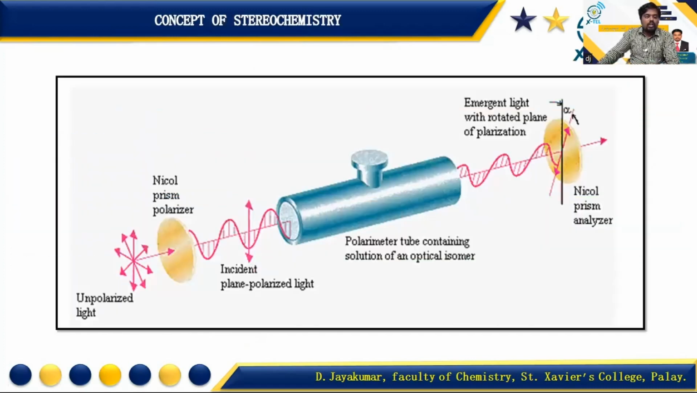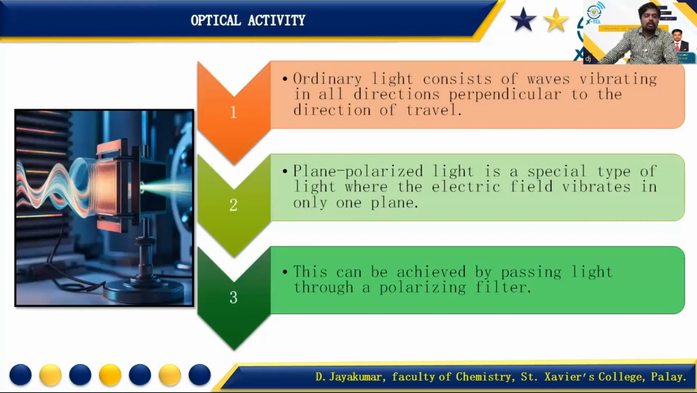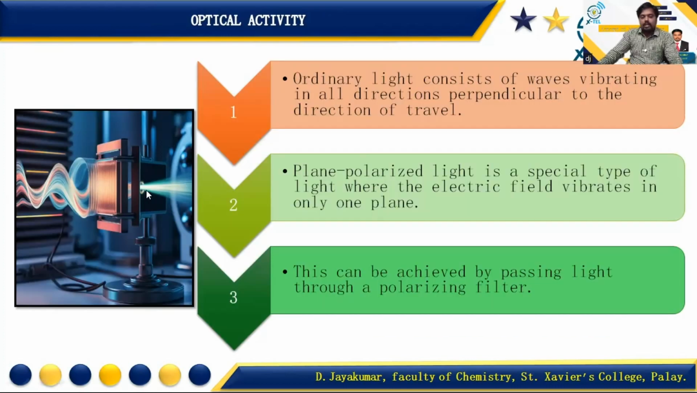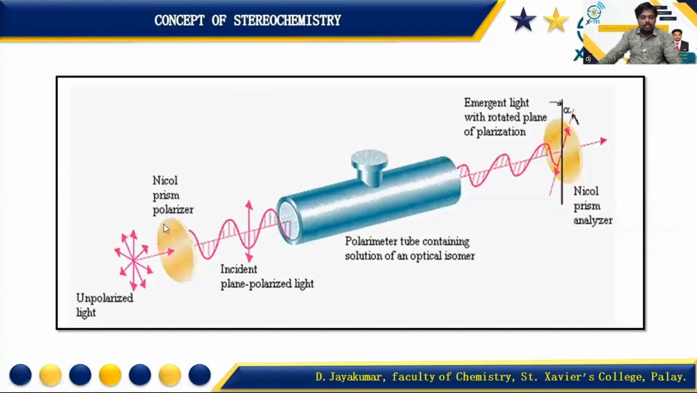So, how do you convert an ordinary light into a polarized light? That's the question. We can make use of a polarizer or grating. Fine. If you want to get a clear picture, let us look at this figure.